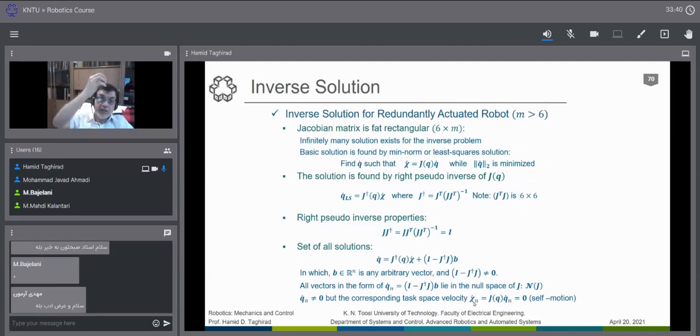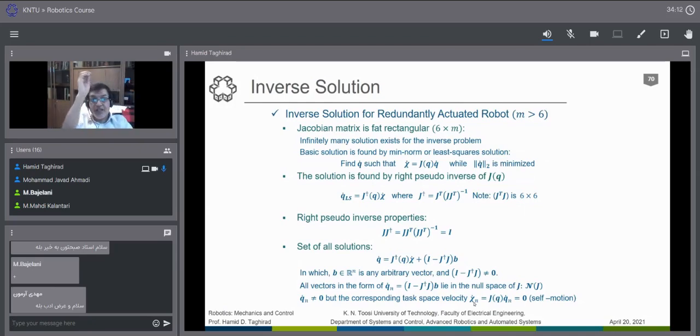We have other positions that we can get to the same solution, and this is self-motion. It means that if I fix here, there are some self-motions that I can do with my hand. This is because of the redundancy that I have in my kinematic structure. If the system was 6 by 6 and I fixed the endpoint, there would be only one solution. There is no self-motion.